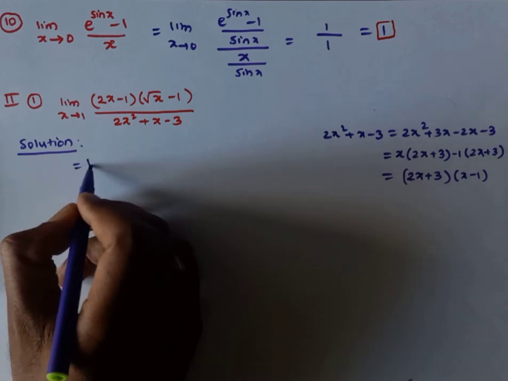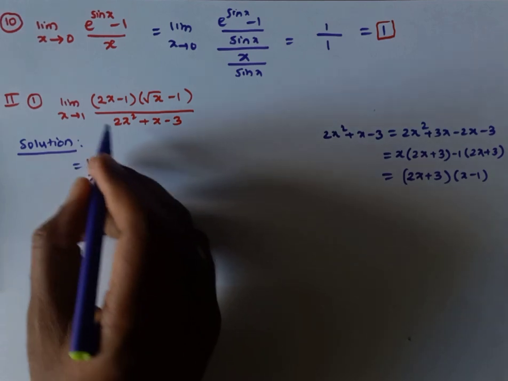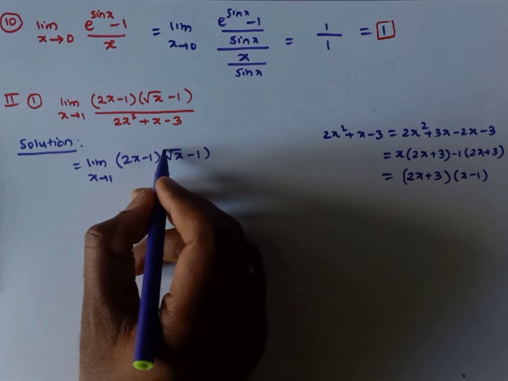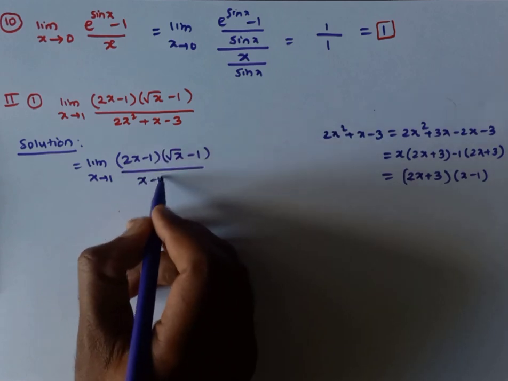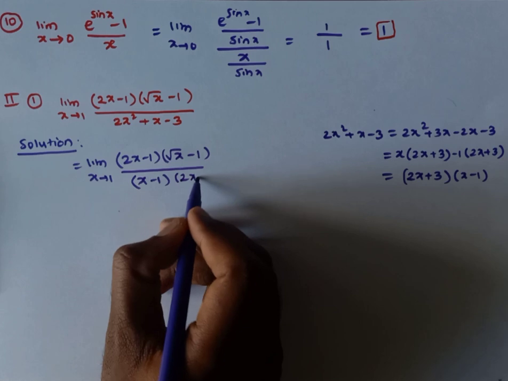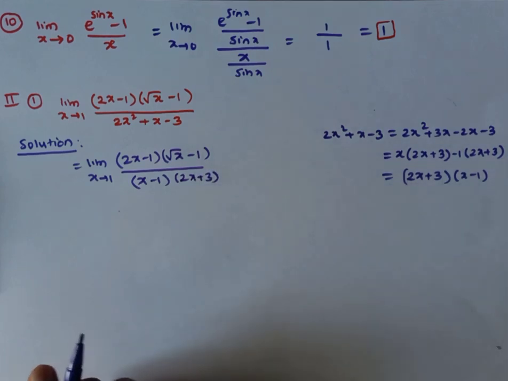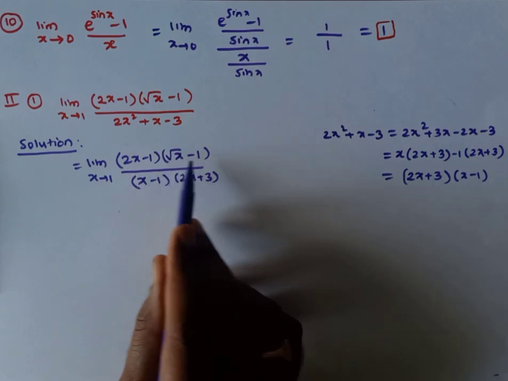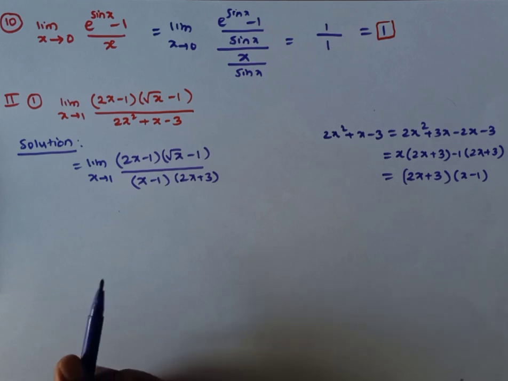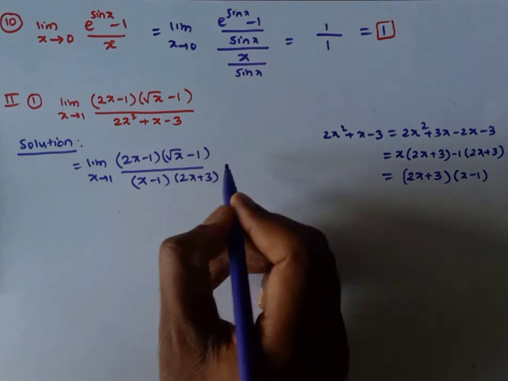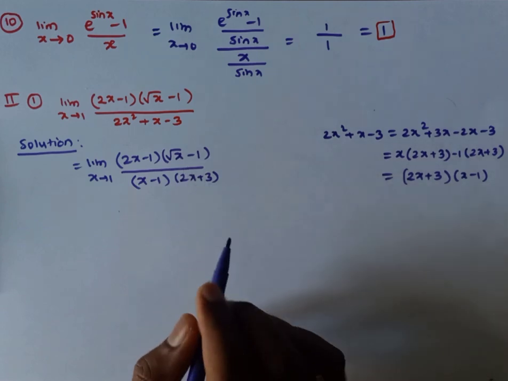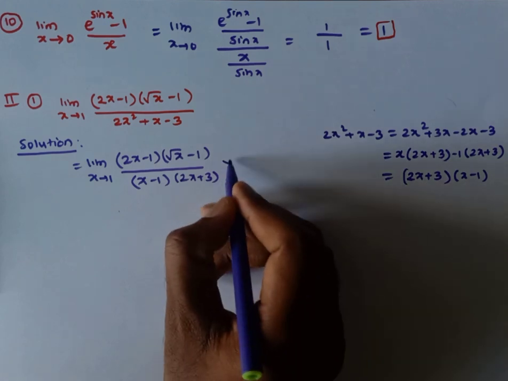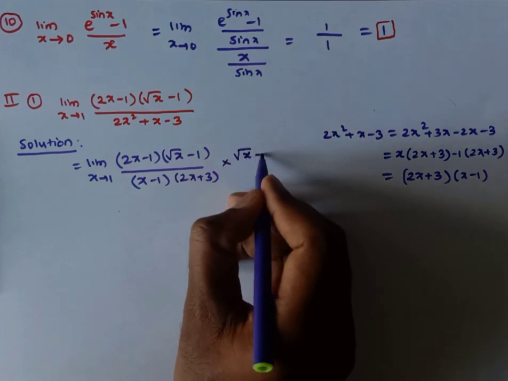Therefore it is limit x tends to 1, (2x minus 1) into (root x minus 1) by (x minus 1) into (2x plus 3). Again there is a problem: there is no common factor. We have 2x minus 1 and 2x plus 3, root x minus 1, and x minus 1. So what do we have to do next? We can rationalize the numerator. Root x is a radical, so we need to express it free from radicals. So rationalize the numerator: multiply and divide by root x plus 1.